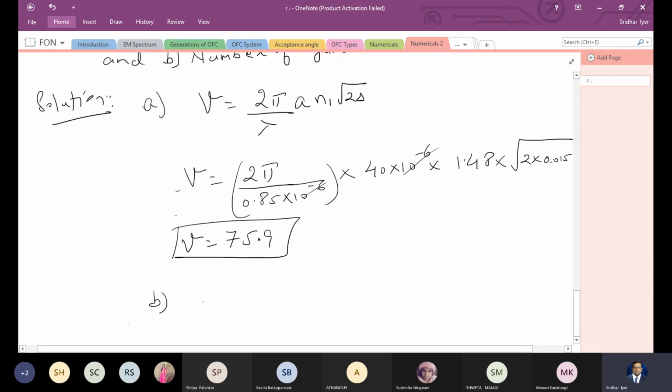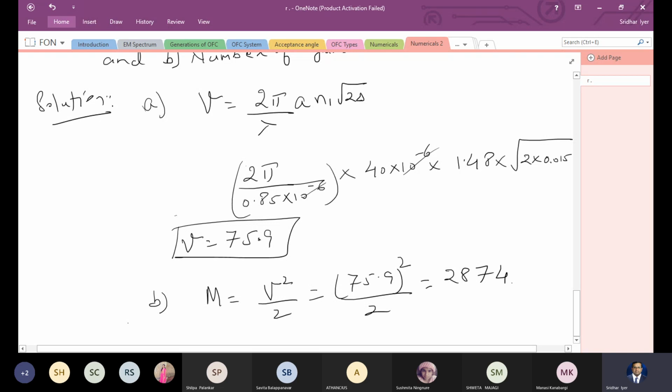Okay. And the next is we have to find the number of modes. So modes is nothing but V square by 2. So it will be 75.9 the whole square divided by 2. So I get this as approximately 2874 modes. Anyone get that? Yes, sir. Okay. So I hope everyone was solving this and they can match the answer.